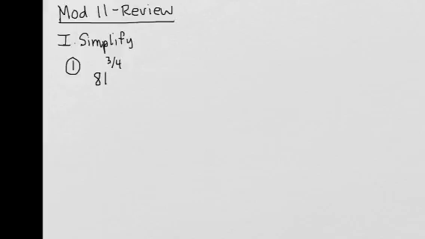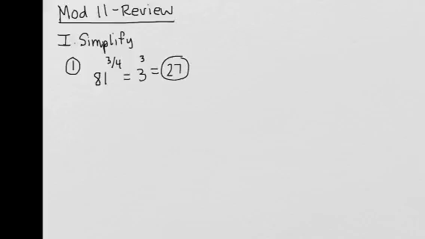81 to the 3/4, and it's asking you to simplify. So the first thing I do is I look at the root, which in this case is 4. So I need the 4th root of 81. After I find that, then I'm going to raise that number to the 3rd power. So the 4th root of 81 is 3. 3 to the 4th power is 81. And then that 3 is going to be raised to the 3rd power. So this answer is 27.